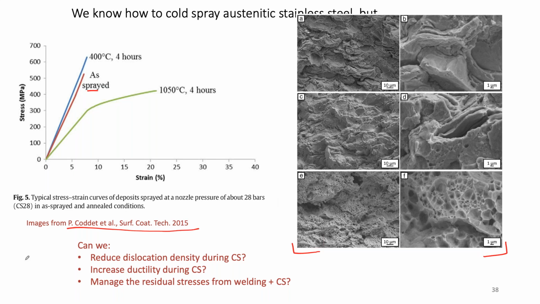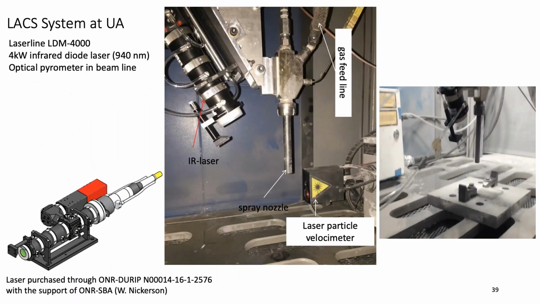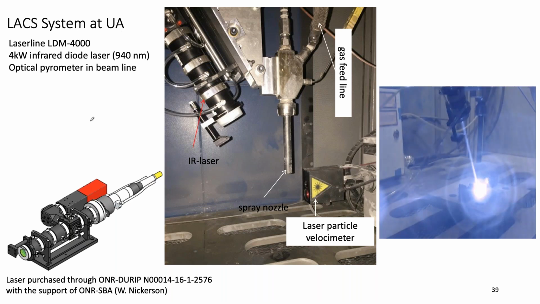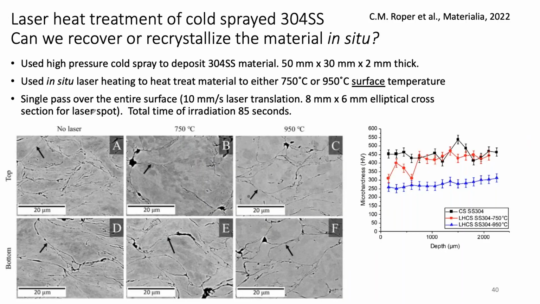So we're trying to figure out, well, they had to do this in a furnace. We can't very well put that entire cask in a furnace. Can we take the source of heat to the cold spray repairs on welds? So that's what we've been trying to do. This is the laser assisted cold spray system that we have in our lab, and you see a little movie of it in operation. And that allows us to either use laser heating while we're cold spraying, or as we're going to talk about, to do in situ laser heating after we've cold sprayed.